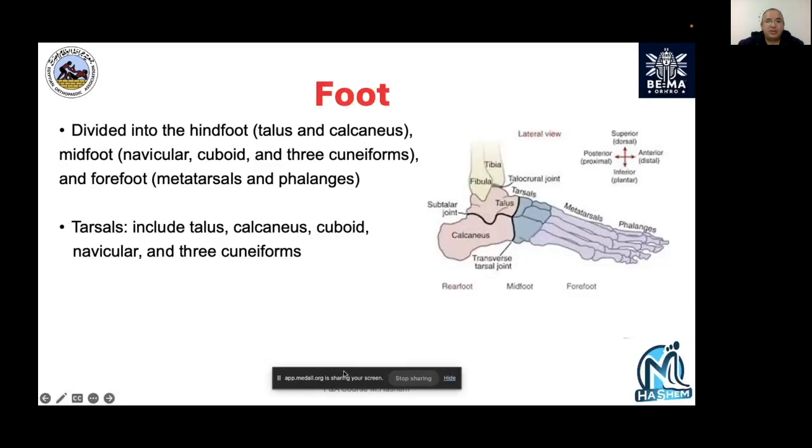If we come to the foot, your foot is three parts: hindfoot, which is talus and calcaneus; midfoot, which is navicular, cuboid, and cuneiforms; and forefoot, which is metatarsals and phalanges. Very important to remember this differentiation, because a lot of the coming terminology will be speaking about every part differently: hindfoot, midfoot, and forefoot. We speak about the tarsals. So the tarsals, basically, are seven: talus, calcaneus, cuboid, navicular, and three cuneiforms.